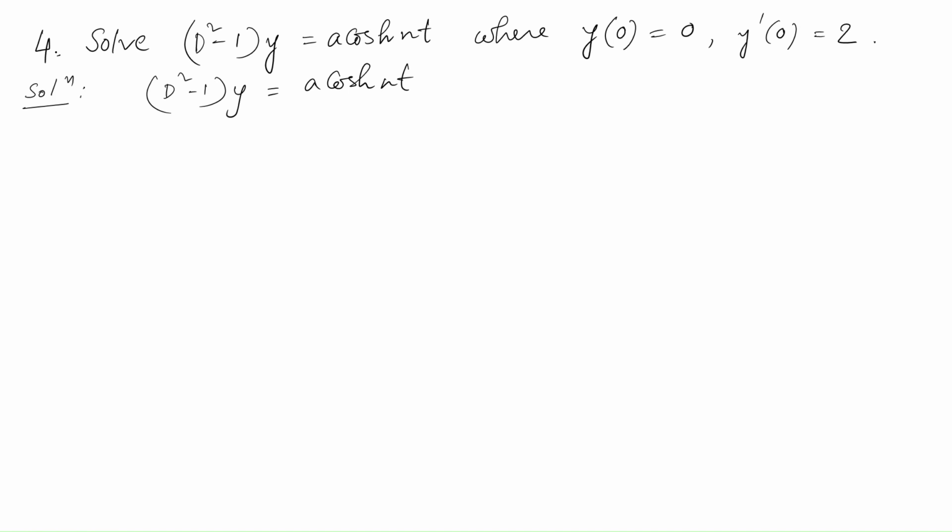Question number 4. Solve (D square minus 1)y equals a cos hyperbolic nt, where y at 0 equals 0, y prime at 0 equals 2. Let's start the solution. Let us take Laplace transform both sides of this equation. Then we'll have Laplace transform of y double prime minus Laplace transform of y equals a Laplace transform of cos hyperbolic nt.